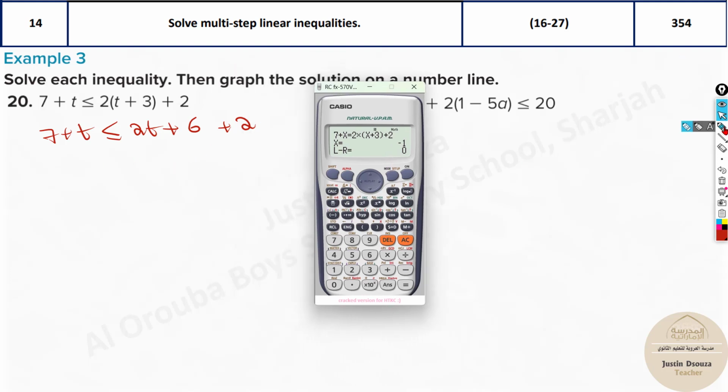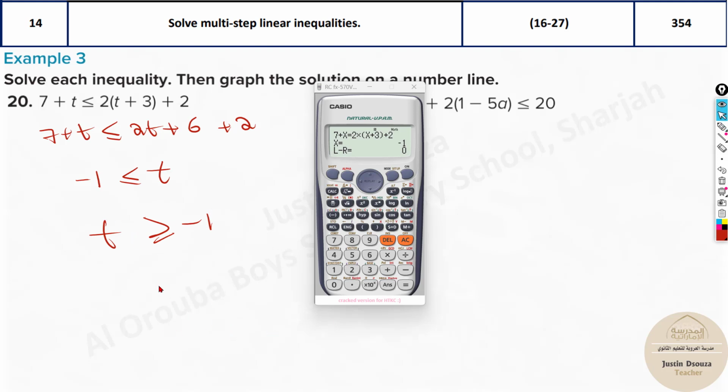This is the big thing. Minus 1 is the answer, yes. See where t is greater. This is greater. So t is greater than or equal to minus 1. This is the correct solution. Or you can write t first, greater than or equal to minus 1. Please remember this. This is the correct answer.